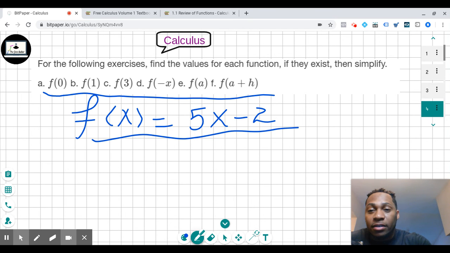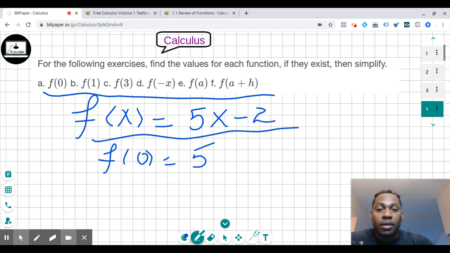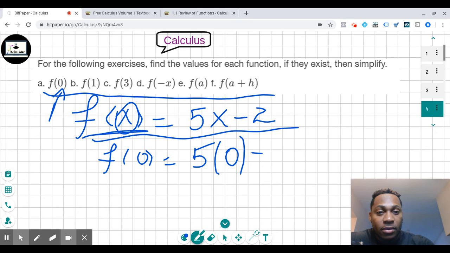So what's f of 0? We know it's going to be 5 times something. The difference between f of x and f of 0 is that in place of x, they have a 0. So that's the same thing we're going to do here. Every time we see x, we're going to replace it by 0.